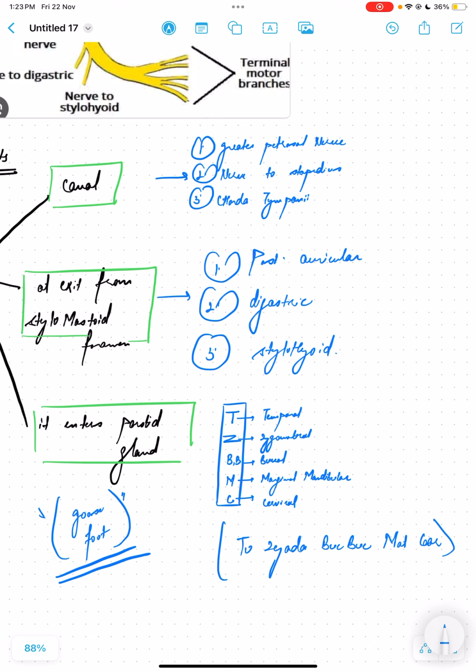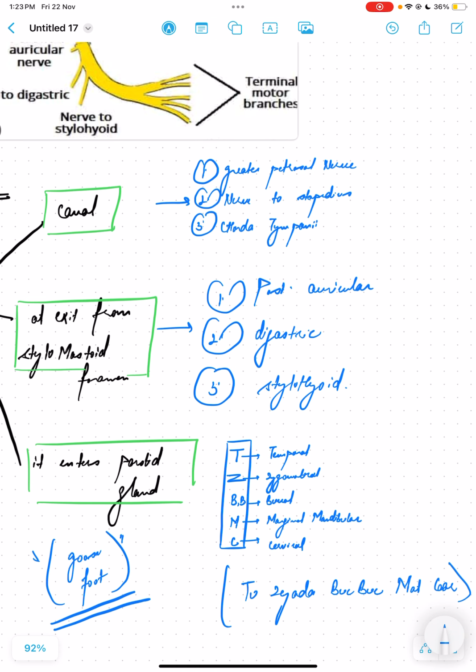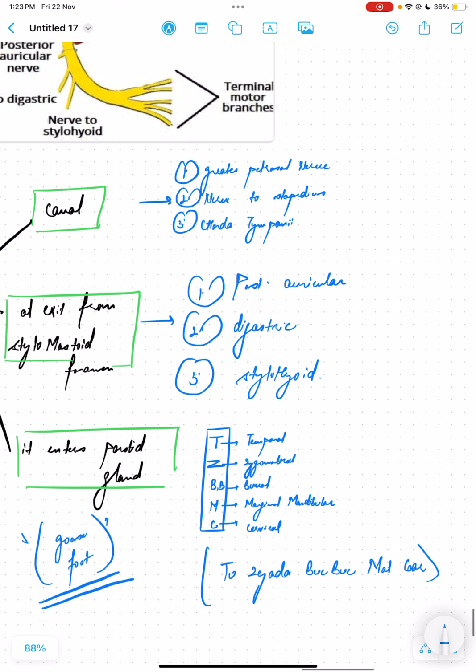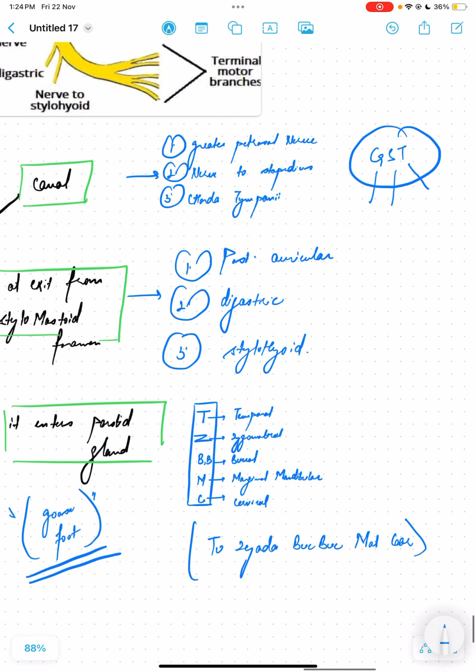Okay, while in the case of the facial nerve, we have the greater petrosal nerve. At the canal, we have the greater petrosal nerve, nerve to the stapedius, and the chorda tympani. There is something called GST, you can remember with this: greater petrosal nerve, nerve to the stapedius, and with the help of chorda tympani. If you remember the word tympani, chorda you can adjust. GST: greater petrosal nerve, nerve to the stapedius, and chorda tympani.